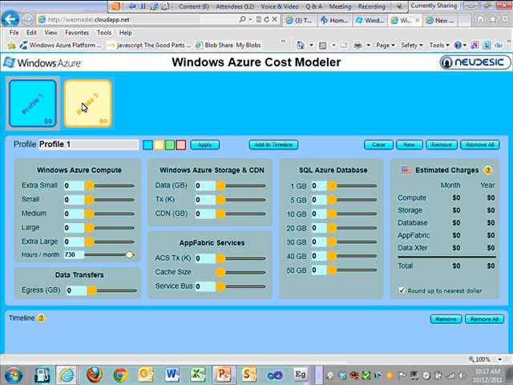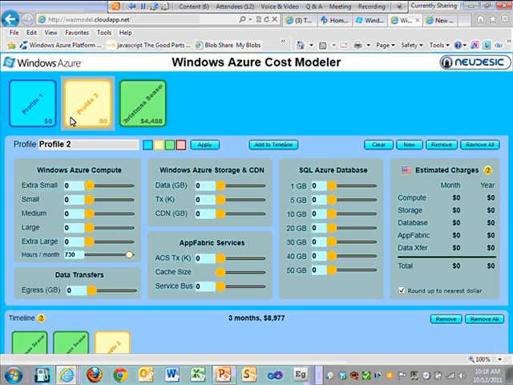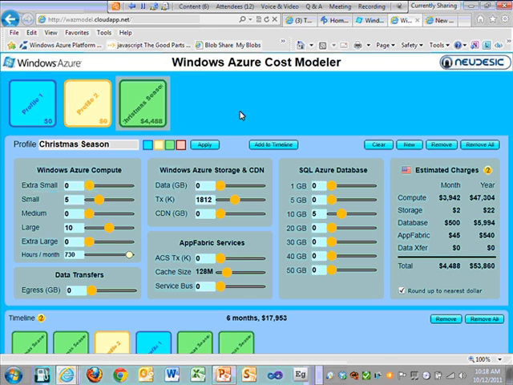The idea here is that you can set up one or more of these profiles that you can name, and you can set your usage parameters there, and then you can add this to your timeline, so you can model different times a year. I'm going to set AzureCostModeler.com.